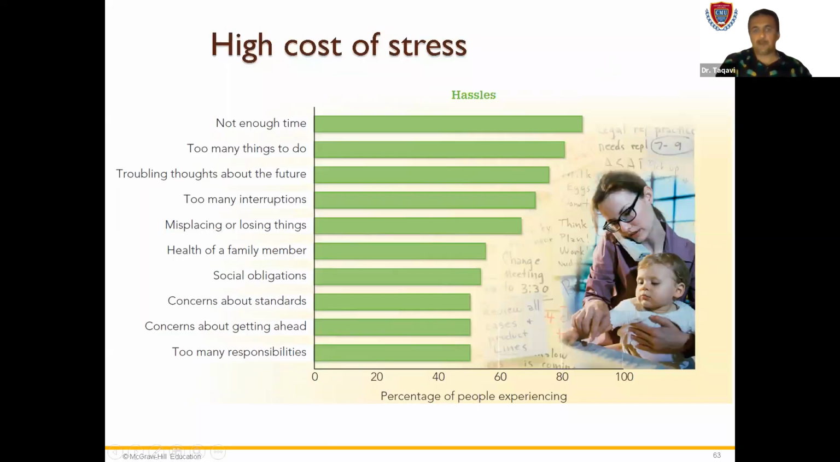In hassles, you see the percentage of people experiencing stress: not enough time, near 90%, too many things to do, near 80%, troubling thoughts about the future, again 80%, too many interruptions, misplacing or losing things, health of a family member, social obligations, concerns about standards, concern about getting ahead, too many responsibilities. All are daily hassles that create different degrees and levels of stress in your life.